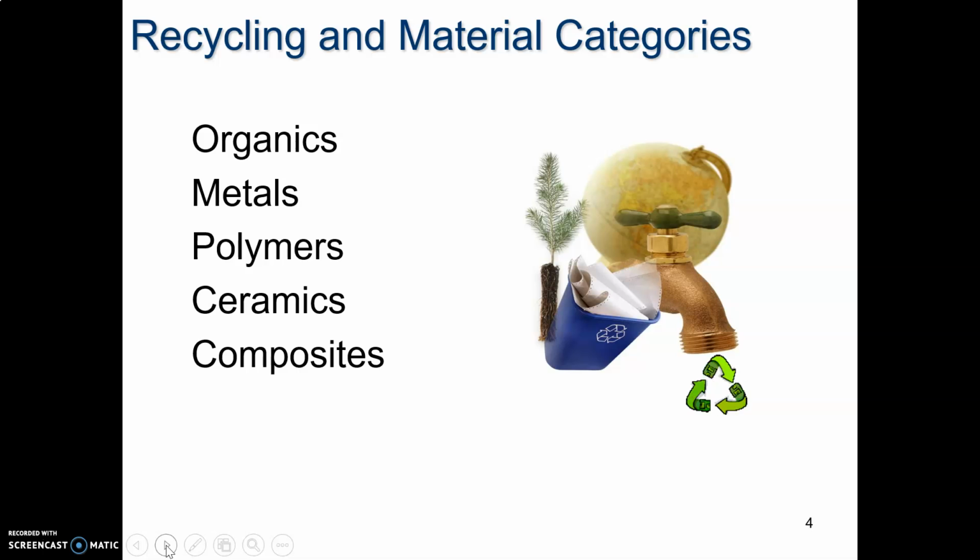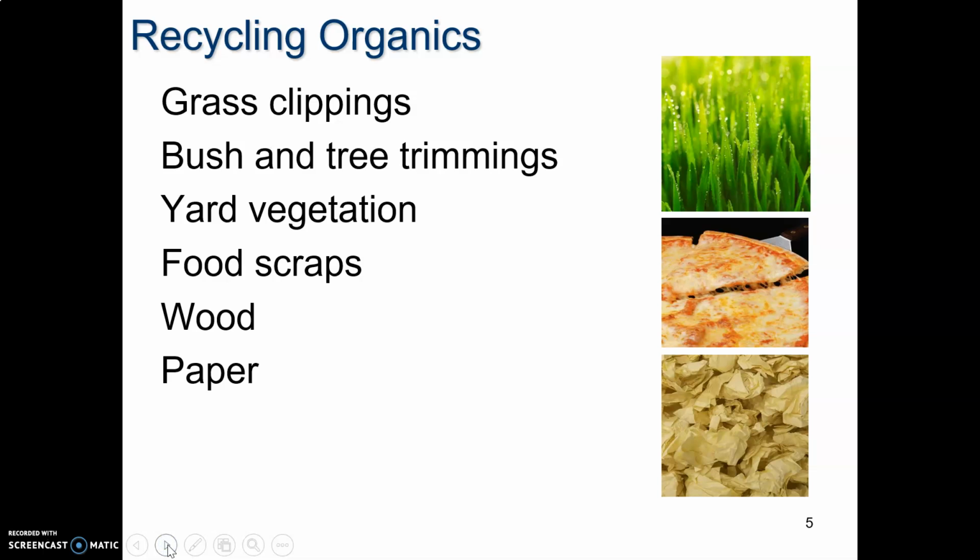All right, so these are some categories that we talk about when we're talking about recycling, and we're going to go into each one of these in depth following this slide. So the first one is organics, then metals, polymers, ceramics, and composites. The recycling organics would be grass clippings, bush and tree trimmings, yard vegetation, food scraps, wood, and paper.